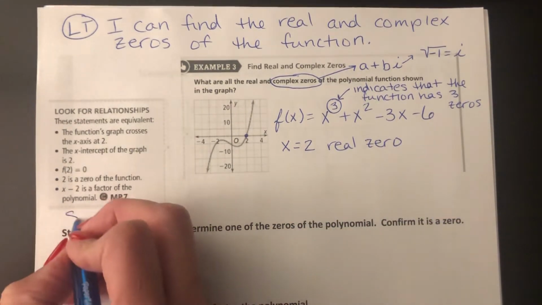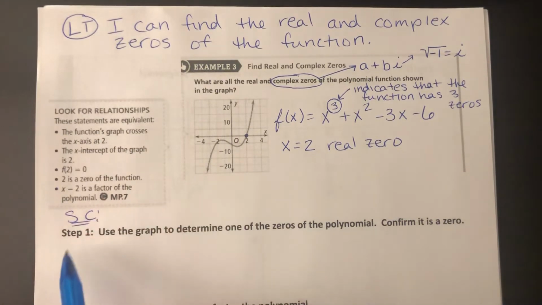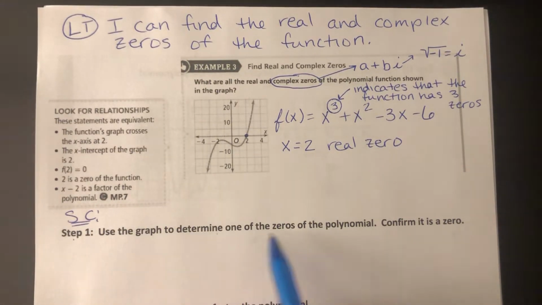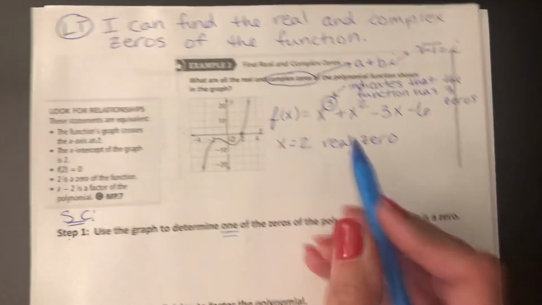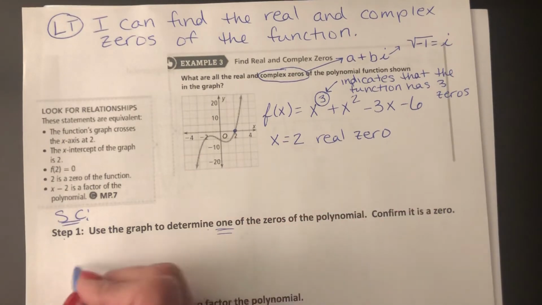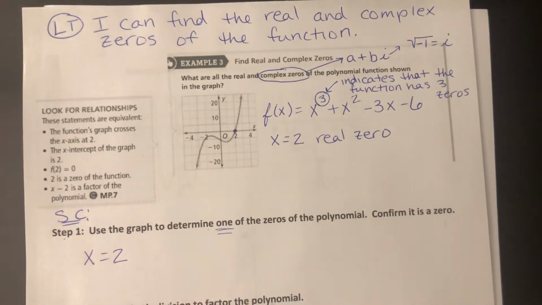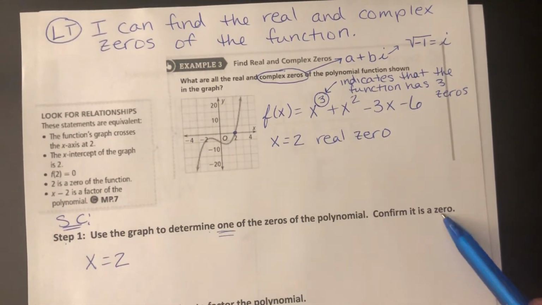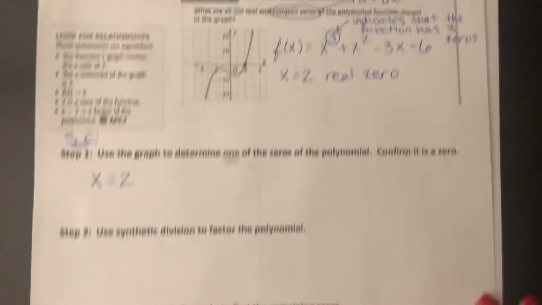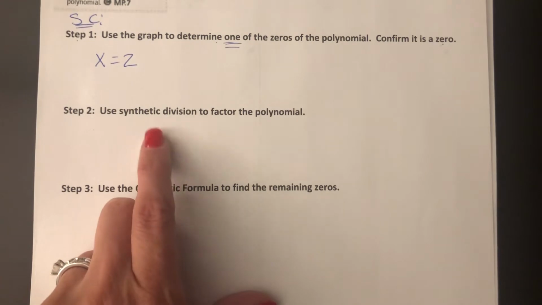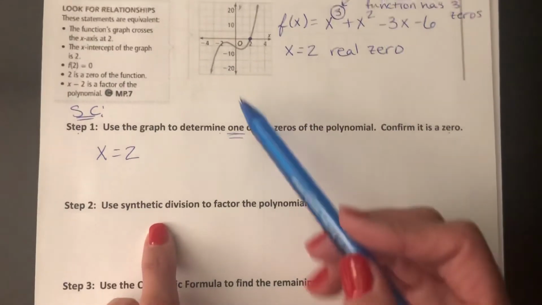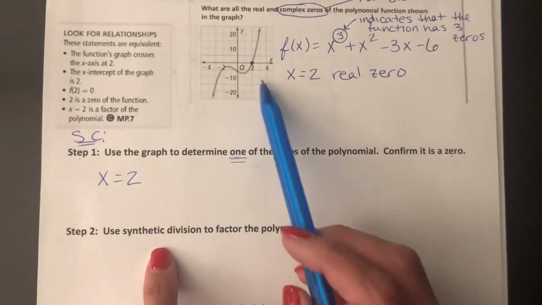So here's your success criteria. Step 1, graph it, and then determine one of the zeros. You only need one to start. And we found it's x equals 2. The way you confirm it's a zero is when you plug it into synthetic division, you should get a remainder of 0. So let's try that.